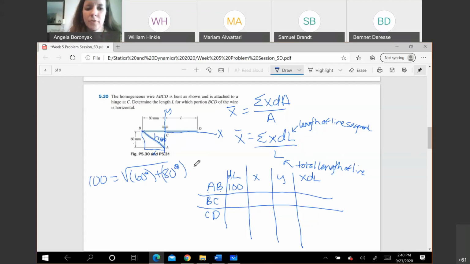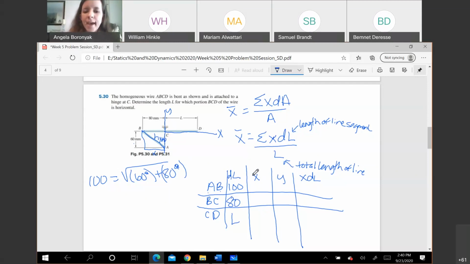What is DL for BC? What is the length of line segment BC, just from B to C? Anybody? Good. 80. That's labeled for me. What is CD? From C to D, what is the length of that segment? L. Good. So I don't know what it is. It's my variable, but I need to write it in terms of that variable L.